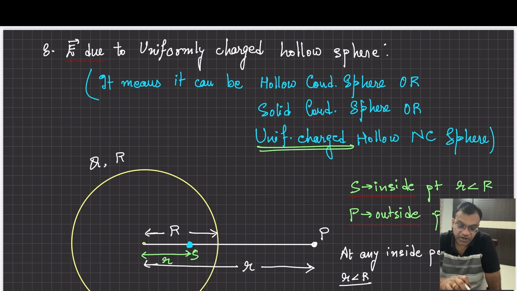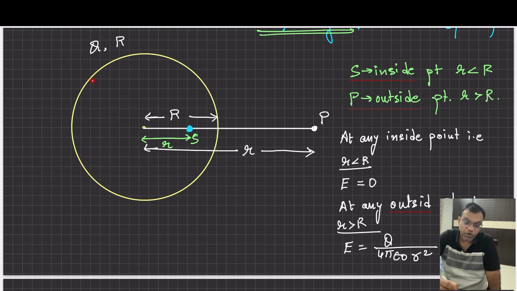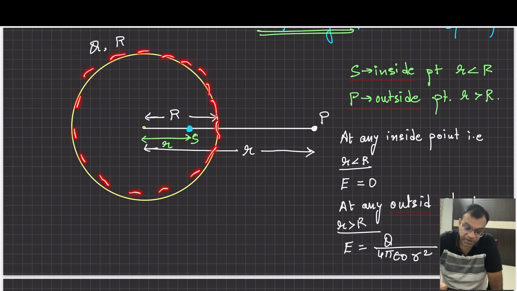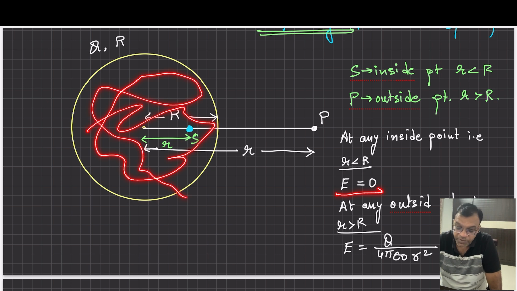So now we are writing the electric field intensity due to uniformly charged hollow sphere. Consider a hollow sphere of radius r and charge q. Charge q is distributed uniformly on its surface, and we are interested in finding the electric field intensity at any point inside the sphere and outside the sphere. Inside point we have marked by S, outside point we have marked by P, and we are interested in writing the field intensity at S and P. Then for inside point, electric field will be 0.